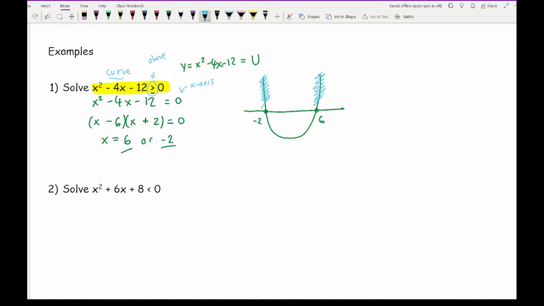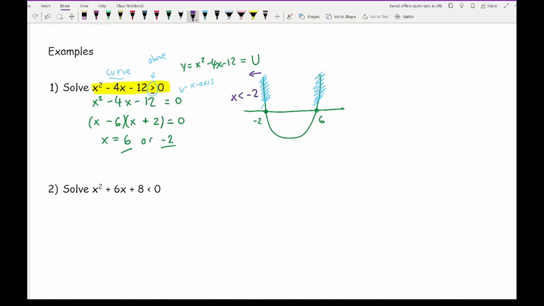Now as you can see from what I've shaded, I've got two separate parts, which means I'm going to have two separate answers. Here, I want this region, so that's going to be x, and as you can see, that blue shading is going in that direction, so it's going to be that with a minus 2.